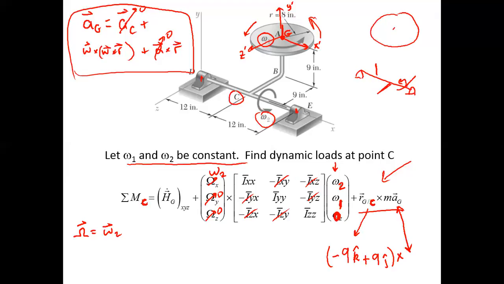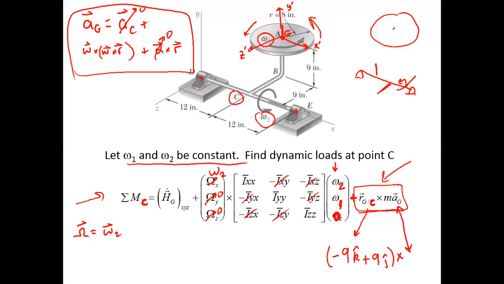Yeah, so remember, when we use this equation here, I don't use a parallel axis because this is really taking care of it. The R cross MA takes care of that. So I don't need to use a parallel axis theorem. And in fact, it would be wrong to use a parallel axis theorem.